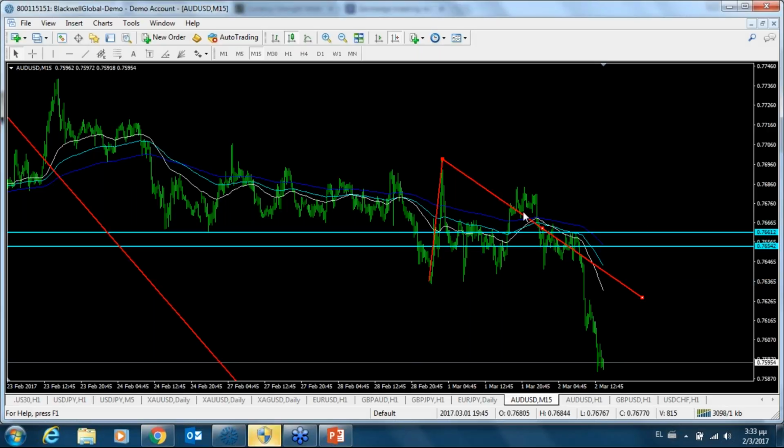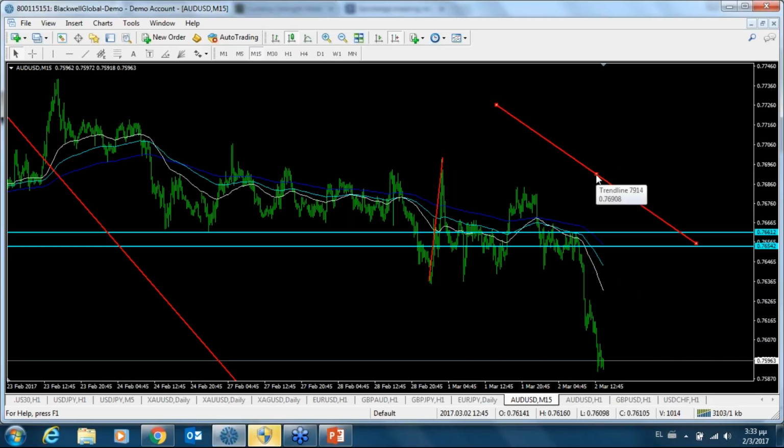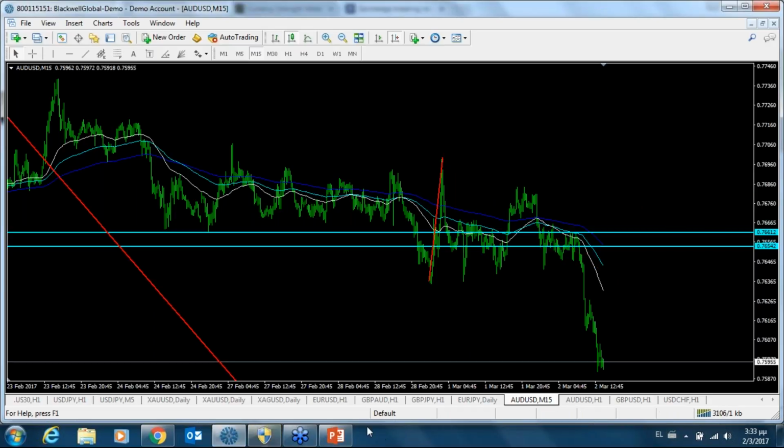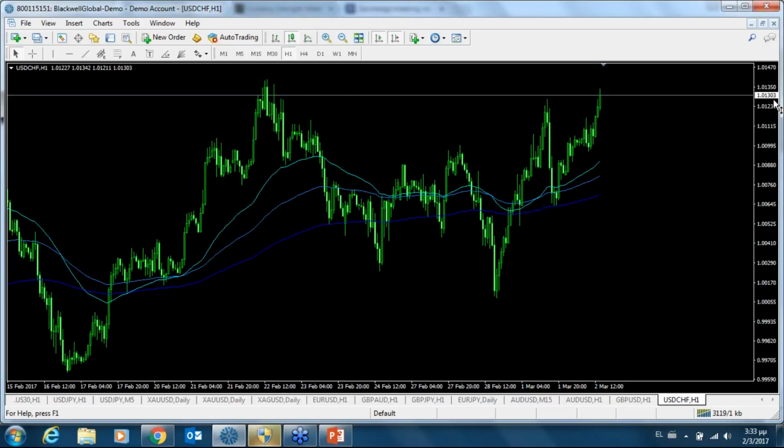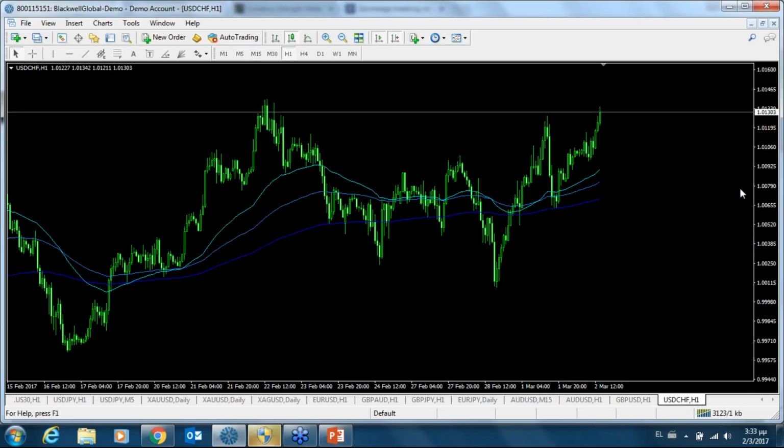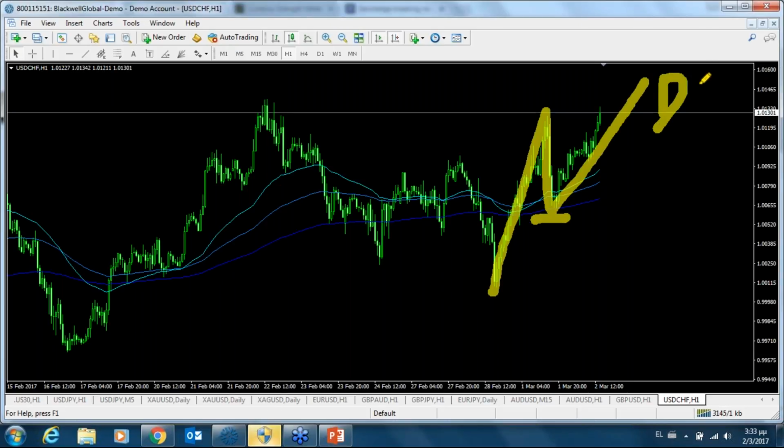Okay, so this is why we need to understand what that is. Now let's go to USD CHF for a minute. I want to emphasize the C point. Now let's say we are looking at A from here, B there, and now C is here. Okay, and then you are projecting D. You don't actually know how high D could go, right?